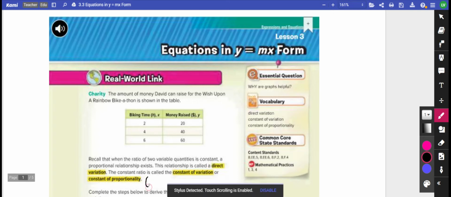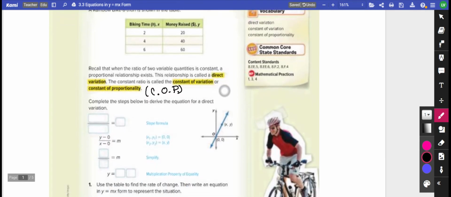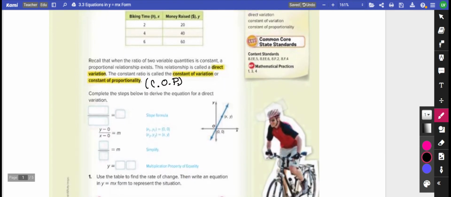To save us some time, we're going to abbreviate that: C.O.P., constant of proportionality. Complete the steps below to derive the equation for a direct variation. In order to find that, we're going to use the slope formula of y2 minus y1 divided by x2 minus x1, which represents our slope of m.